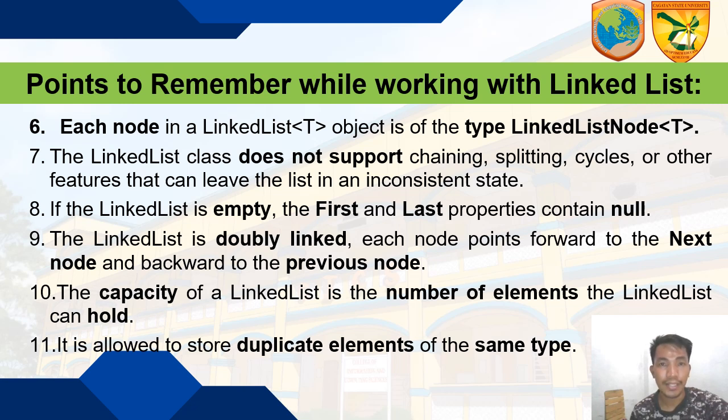The LinkedList class does not leave the list in an inconsistent state, because when the linked list is empty, the First and Last properties contain null. Also, the linked list is doubly linked, therefore each node points forward to the next node and backward to the previous node.